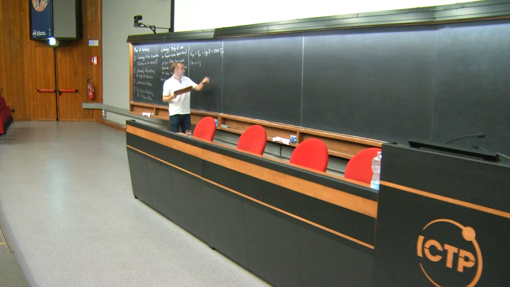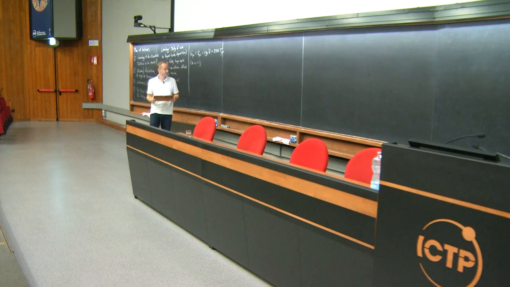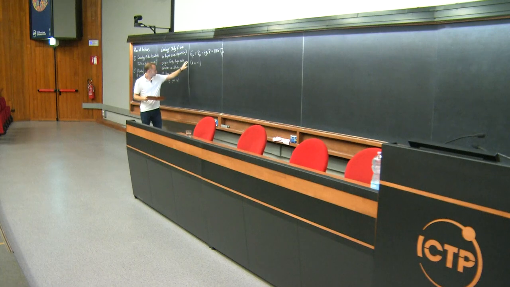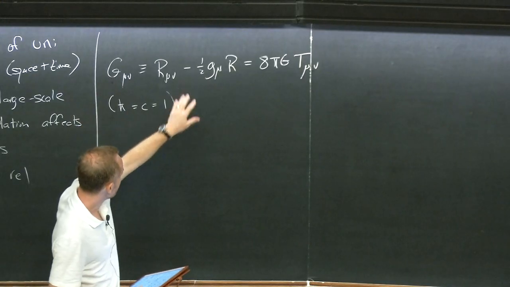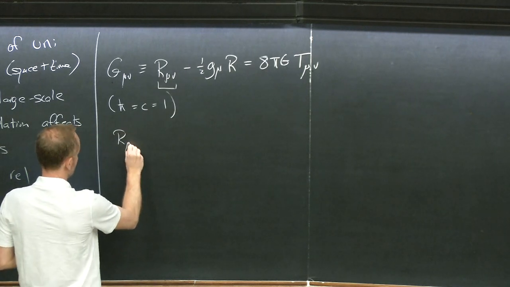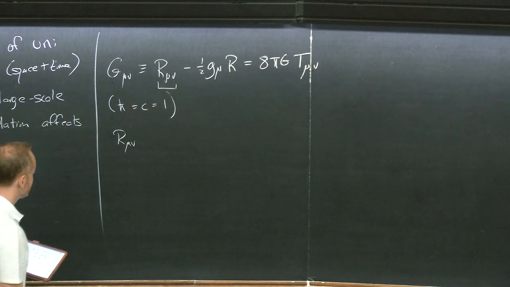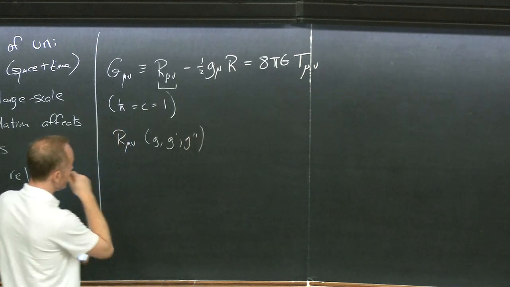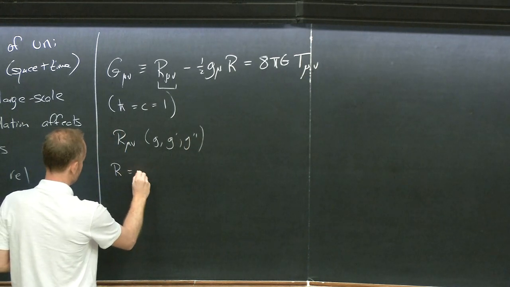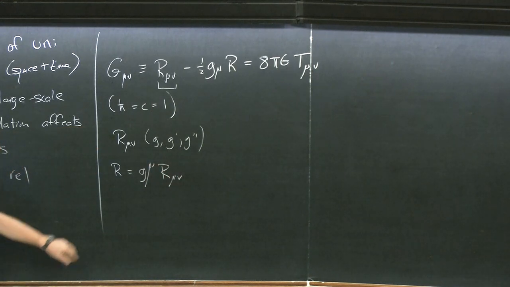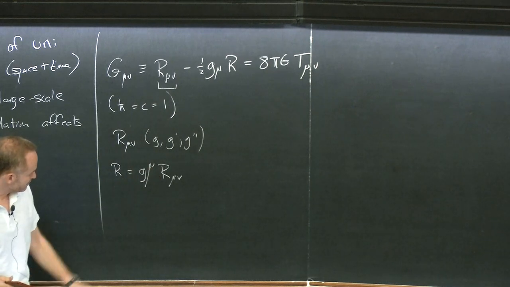And G here is Newton's constant. It sets the strength of gravity. If G equals 0, there's no gravity. T mu nu is the stress energy tensor. And G mu nu is the Einstein tensor, which can be written like this. So R mu nu is the Ricci curvature, and it's a function of g and its derivatives. R is the Ricci scalar, the trace of R, where trace means you contract the indices with g mu nu and then sum.